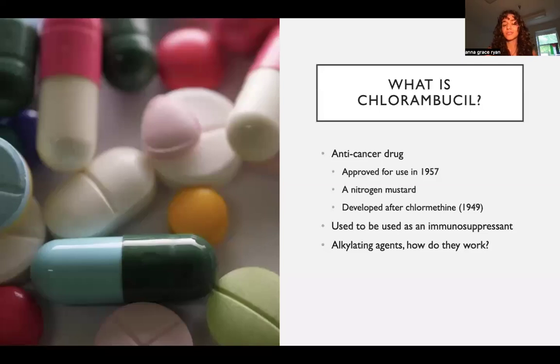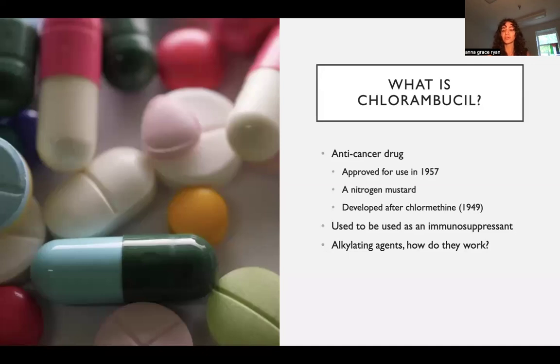Chlorambucil is an anti-cancer drug approved for use in 1957. It's a nitrogen mustard, so a mustard chemical. What do you think? You think mustard gas, right? This is very similar. It's a very similar structure. You just replace one atom to make it less reactive. You replace sulfur with a nitrogen. It becomes less reactive and is actually useful for the treatment of cancer as a part of chemotherapy.